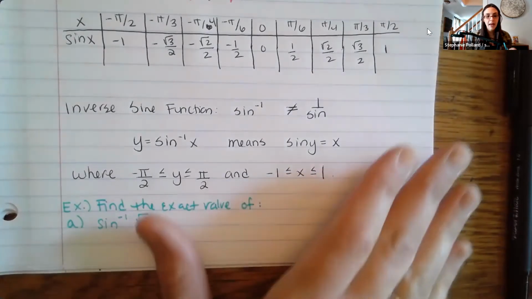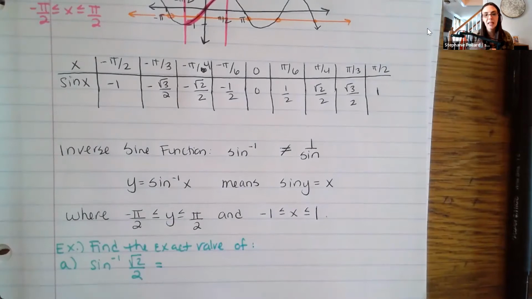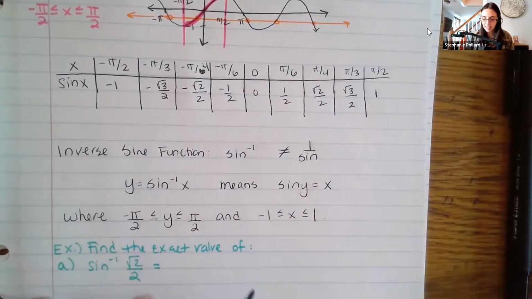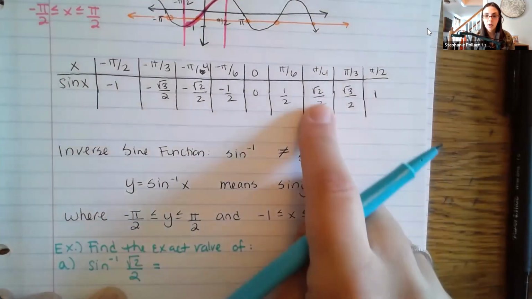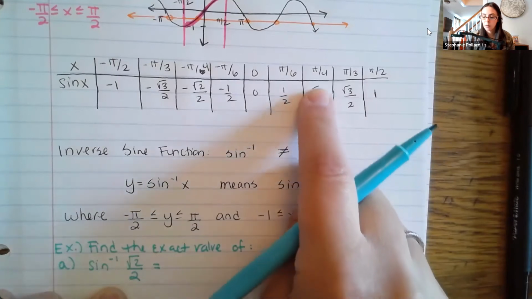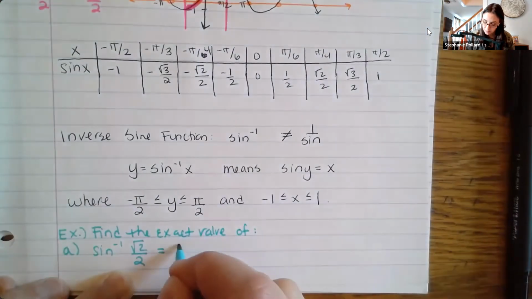Now, remember that if you have something for sine, we can just reverse the order for the inverse. So I'm plugging in root 2 over 2 here, and it's positive. If I look through my chart and find root 2 over 2, I see that would have been associated with the angle pi over 4. So that is my answer here. That's it.